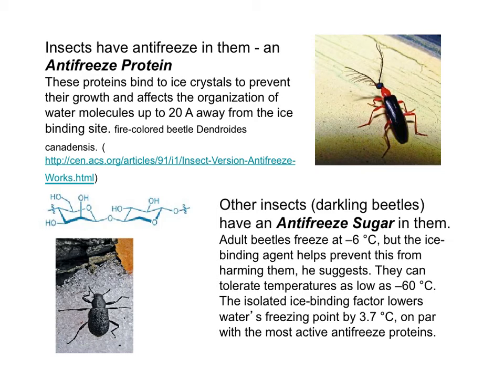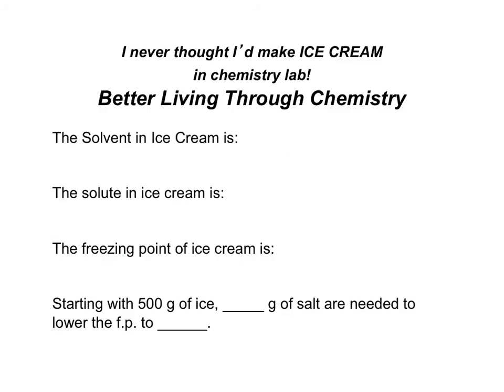Not only do some fish have antifreeze proteins, insects do as well. And other insects have an antifreeze sugar in them. A very important application of freezing point depression is ice cream. Stop the video and answer these 3 questions.